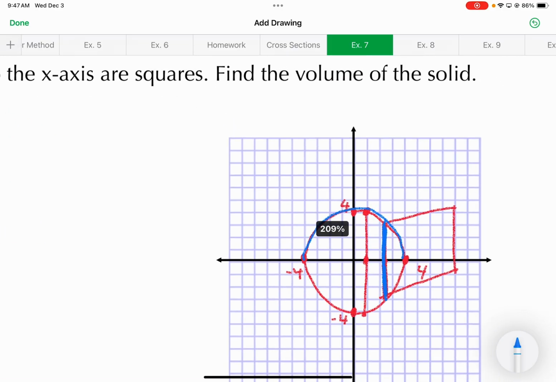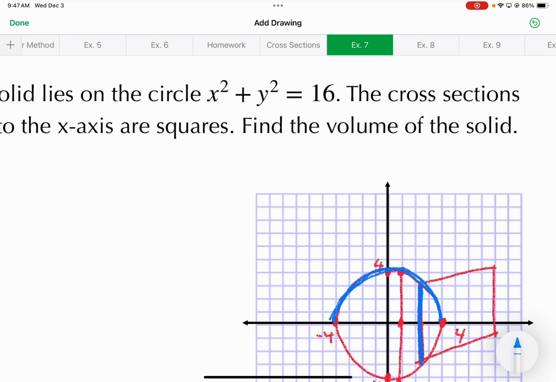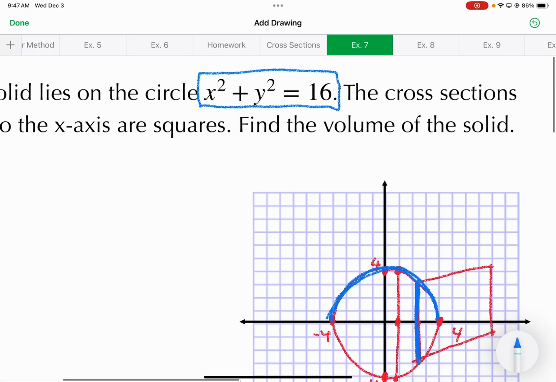Okay, so I need to find an expression for this top function right here, right? This blue part, this curved blue part. How could I come up with a half circle? We could do that. So I could take this piece right here, right? And then solve for y, right? Take the square root. Okay.